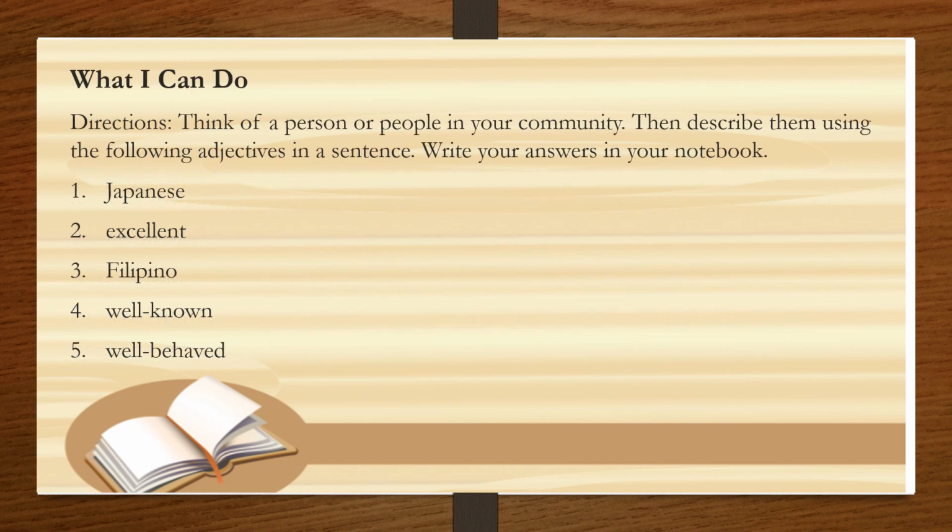So, what you can do? Directions. Think of a person or people in your community. Then, describe them using the following adjectives in a sentence. Write your answers in your notebook. So you have for number 1, Japanese. Number 2, excellent. Number 3, Filipino. 4, well-known. And number 5, well-behaved.